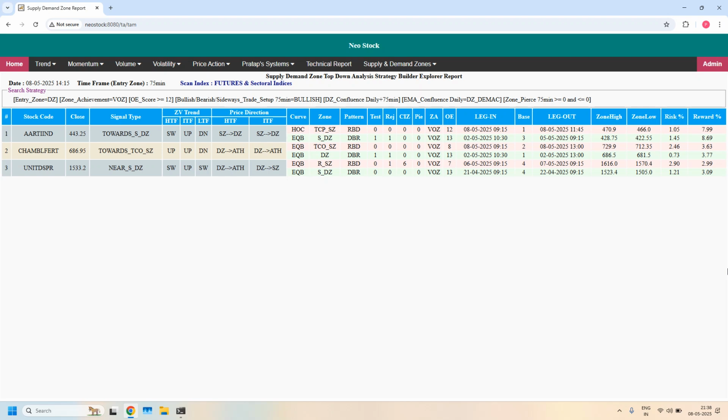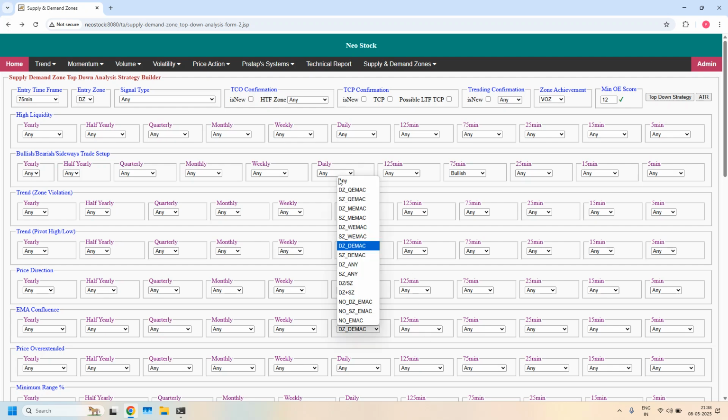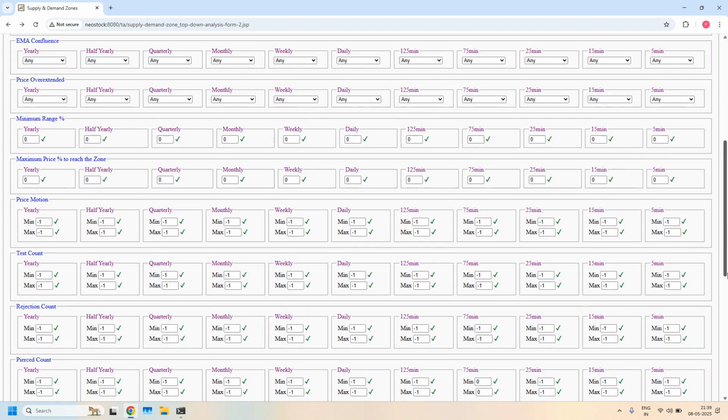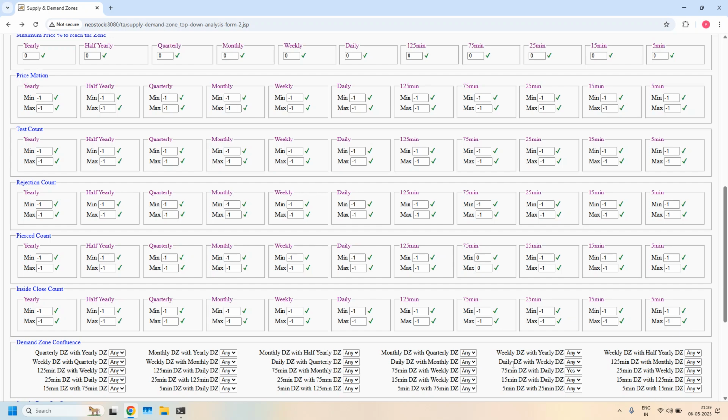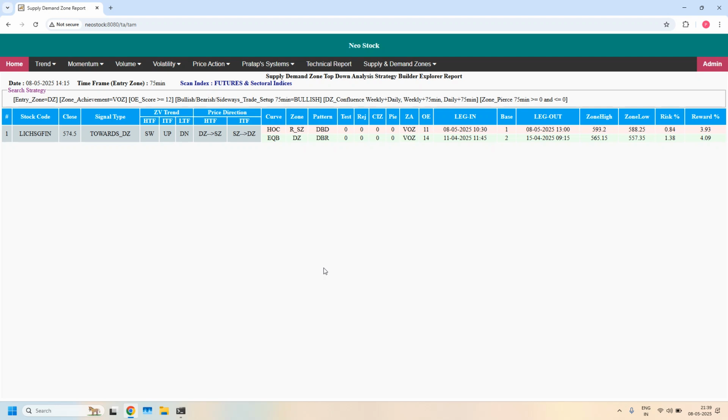Okay, next let us filter based on LTF, ITF and HTF demand zone confluence. Removing EMA filter, demand zone confluence, 3 filters. Sorry, I made a mistake here. 75 and daily demand zone is already enabled. So 75 and weekly demand zone confluence, daily and weekly demand zone confluence. Because this is weekly income trade, not monthly income trade. So these 3 filters are enabled. We got only 1 stock.